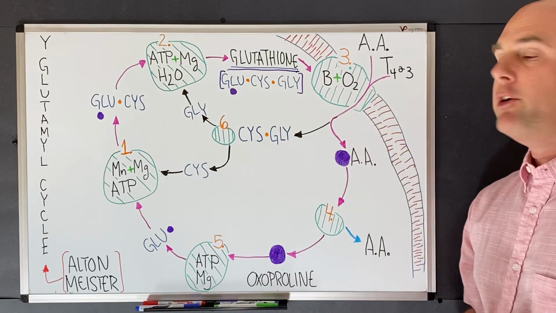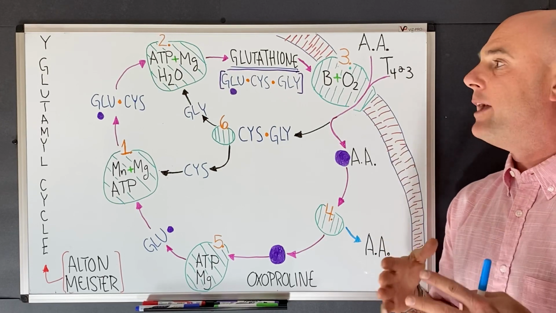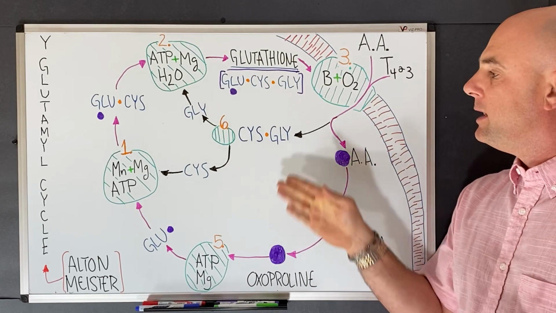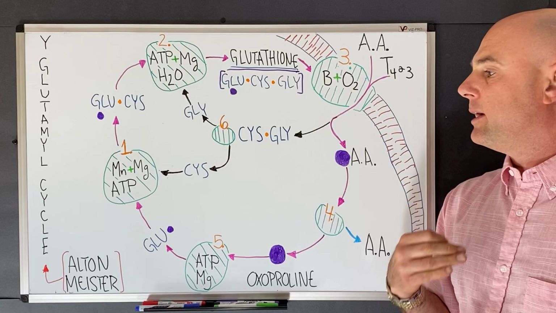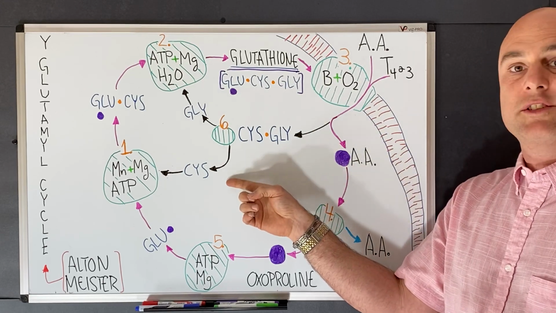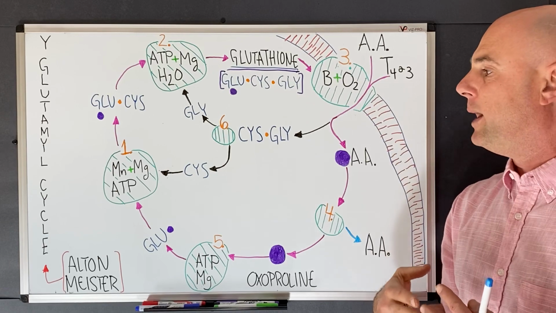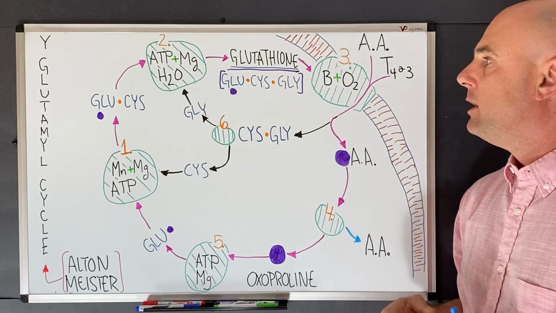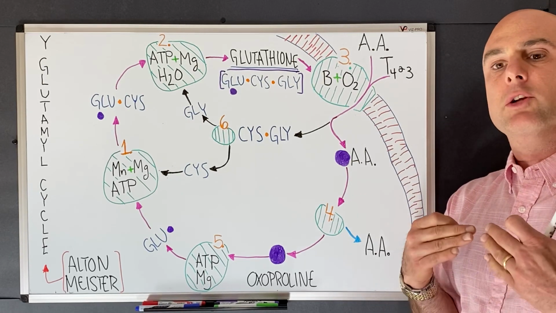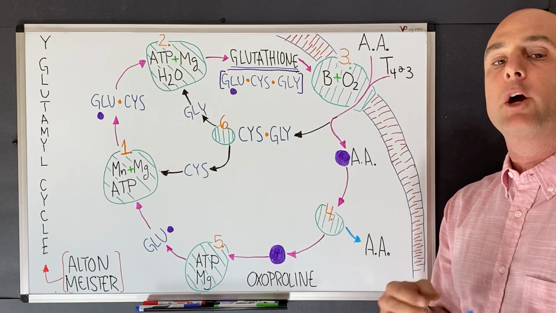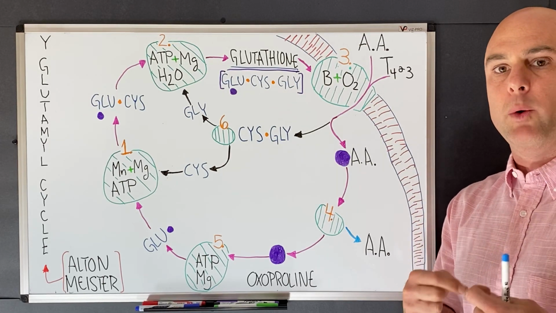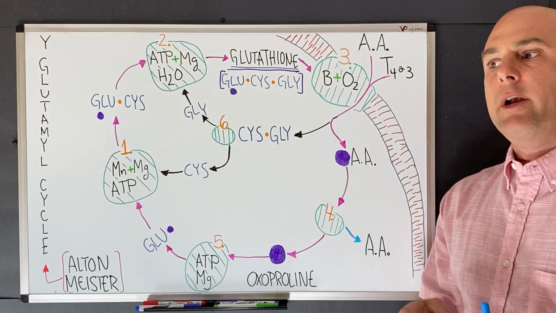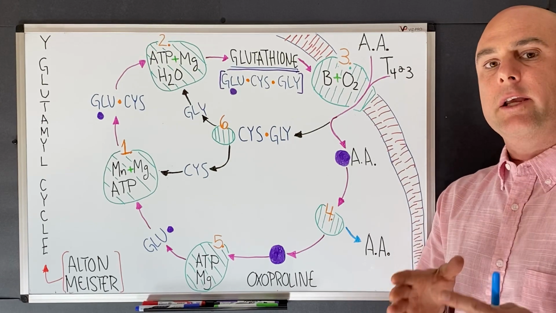Okay, so back at enzyme 3, when we pull the glutamate amino acid off glutathione, we're left with this dipeptide of cysteine and glycine. Now, cysteine and glycine are broken down at enzyme 6 into cysteine and glycine as individual amino acids to repeat the synthesis part of the glutamyl cycle. So again, the synthesis and breakdown of glutathione is what allows cells to bring amino acids from the outside into the cell.